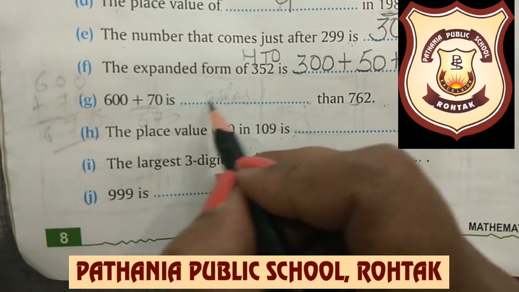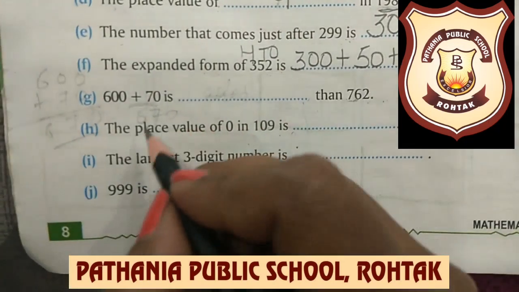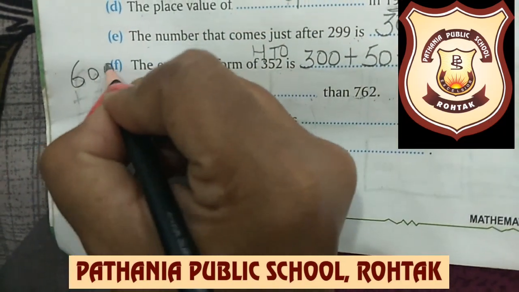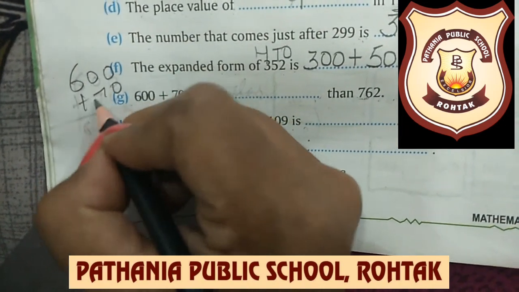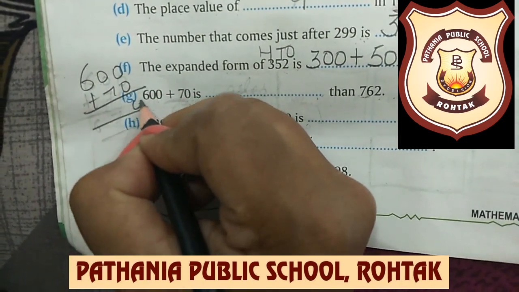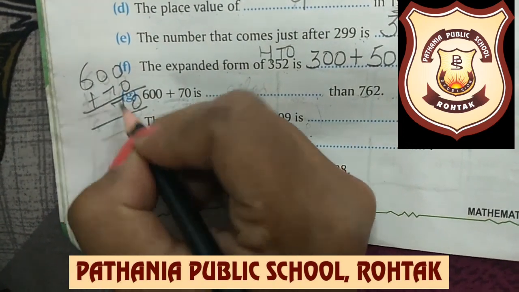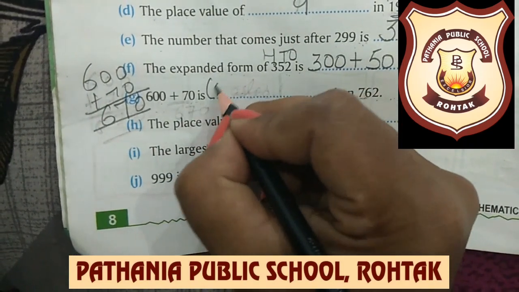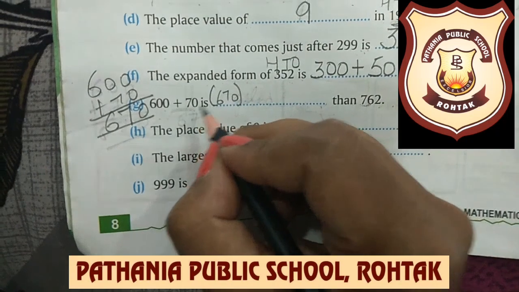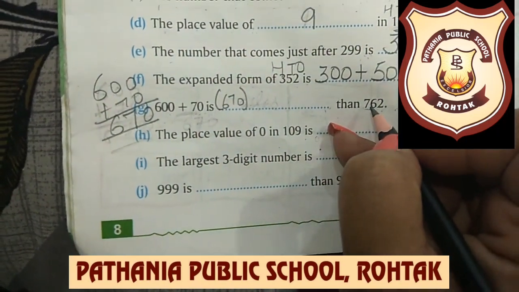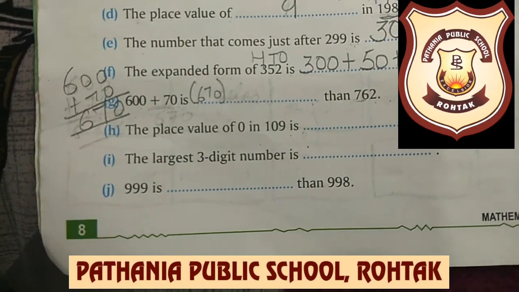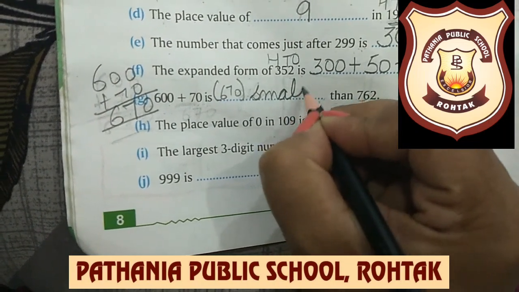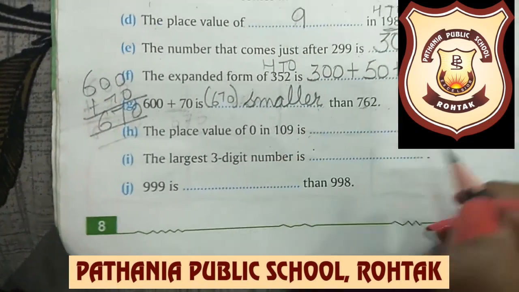600 plus 70 is dash than 762. First of all, you need to add 670. So what will we get over here? 0 plus 0, 0. 0 plus 7, 7. And 6 will be 6. So 670. We can write here in bracket 670. Now 670 is dash than 762. Is it smaller or is it greater? Yes, it is smaller. So we will write here 670 is smaller than 762.